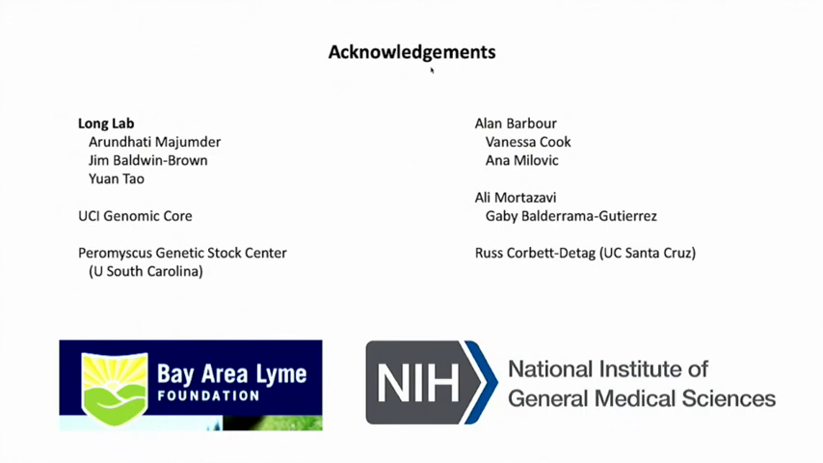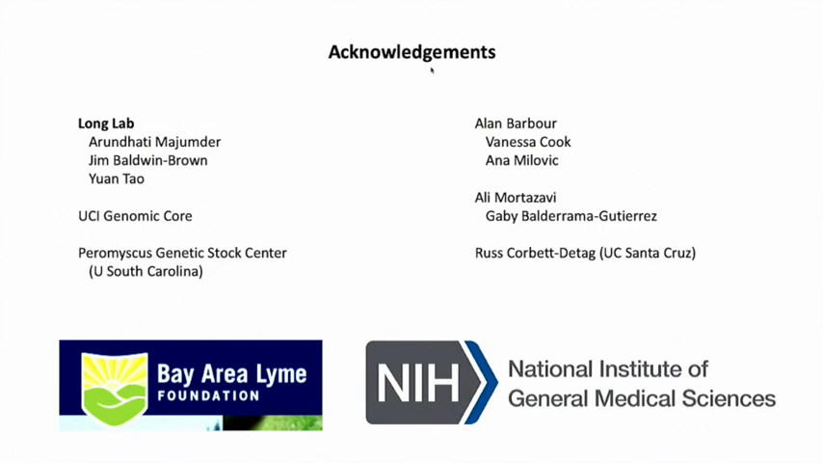Acknowledgements: in my lab, my tech, Polly. Jim Baldwin-Brown was a former grad student who helped with the assemblies. Yun Tao, current grad student, who is actually really great. She figured out how to do all the Hi-C scaffolding, and she's been doing a lot of that work. The UCI Genomics Core helped a lot, so we work with them very closely because we do a lot of Illumina and a lot of PacBio sequencing. The Peromyscus Genetic Stock Center, obviously this is only possible because they maintain this resource. It's pretty cool. The NIH has funded that stock center for 50, 60 years to maintain these Peromyscus stocks for the community, even though the community is small. It's an essential resource.